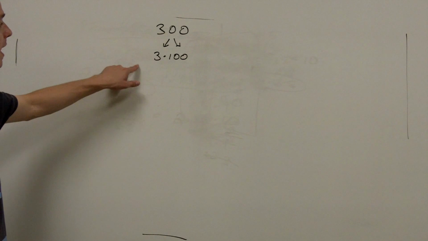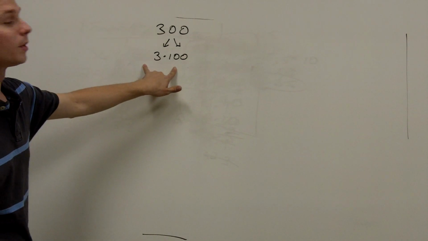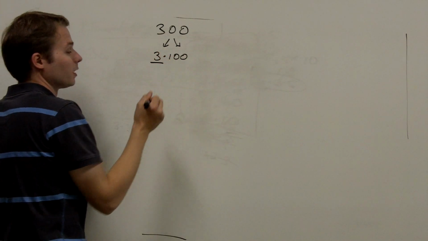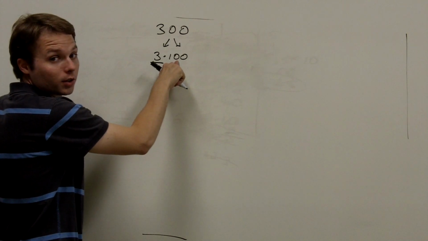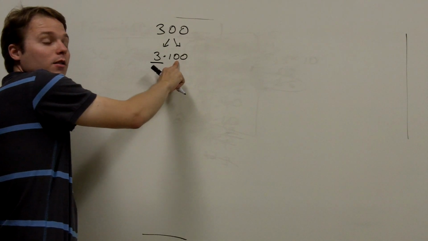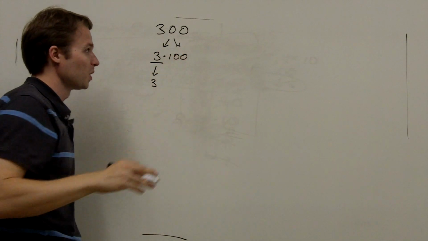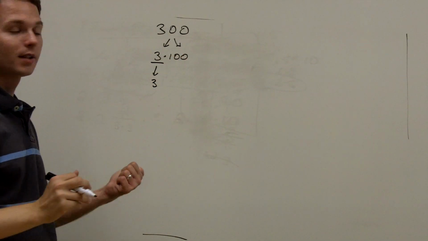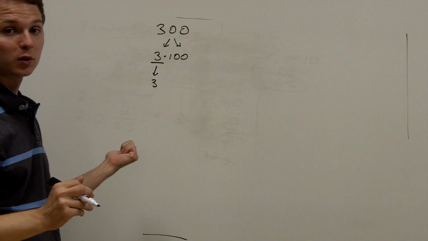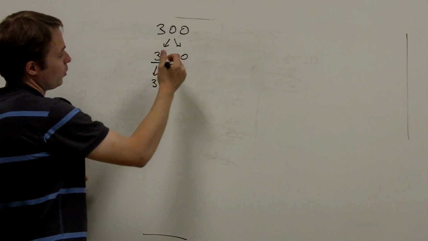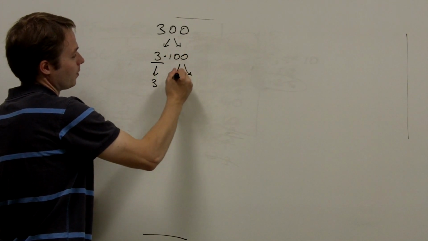Okay. And then we ask ourselves, are these both prime numbers? Well, 3 is definitely prime. However, 100 is not prime. You can divide other numbers into 100. So let's do that. You can divide 100 a few different ways. 5 times 20, 4 times 25. Maybe we'll just go with 5 times 20.